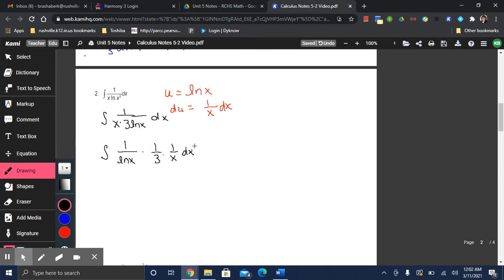So look at what my du is. I have this extra 1/3. So the 1/3 can just be moved to the outside of the integral. It's a constant, so we can leave it on the outside. So we have 1 over the natural log of x times 1 over x dx. And now I've got it in a form where I have the u and the du. So I continue to rewrite 1/3 integral 1 over u du.